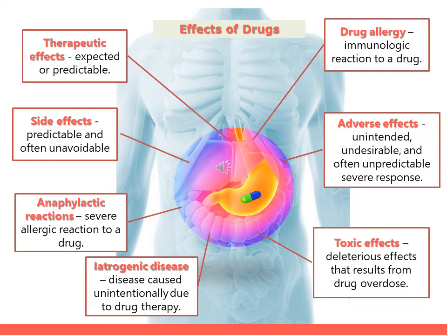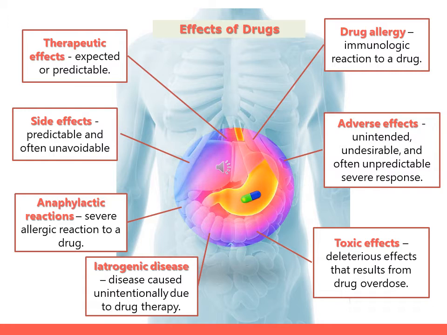Okay? Now, if drug allergy is an immunologic reaction to the drug, the worst or severe form of allergy which you nurses should monitor is anaphylactic reaction. Anaphylactic reaction is a severe allergic reaction to the drug, and it is normally fatal. Fatal means it can even cause death to your patient. That's why as a nurse, you need to monitor for any signs of severe allergic reaction to a drug.